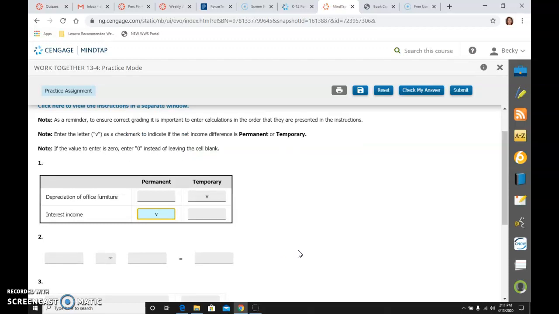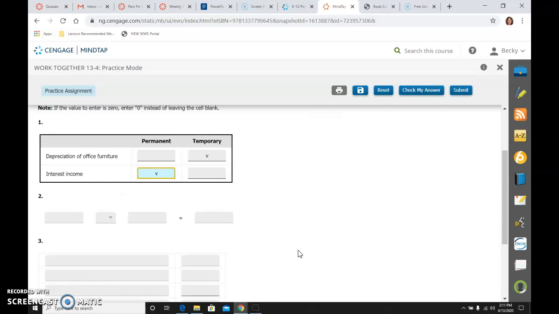Then step 2 says to calculate the straight line depreciation for the office furniture. It cost $49,000 and there was no salvage value, so we'll divide that by the estimated life of 7 years, and that would be $7,000 of expense.